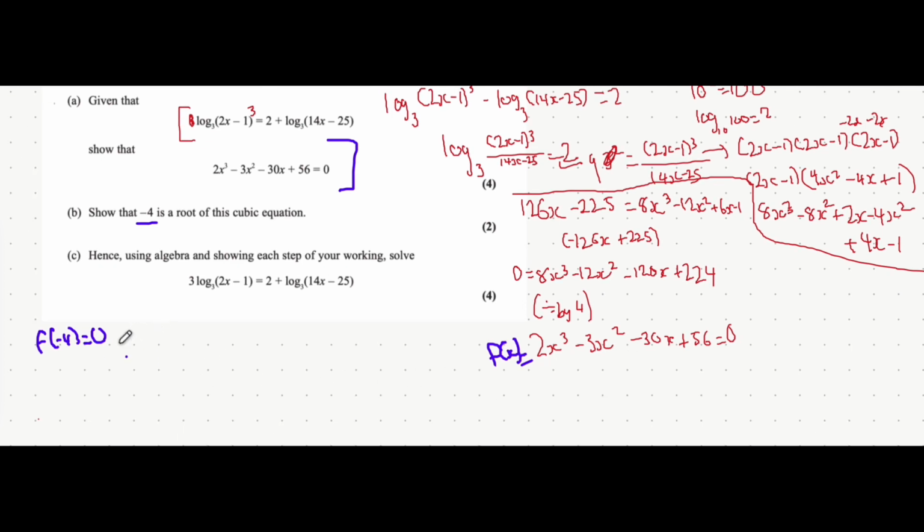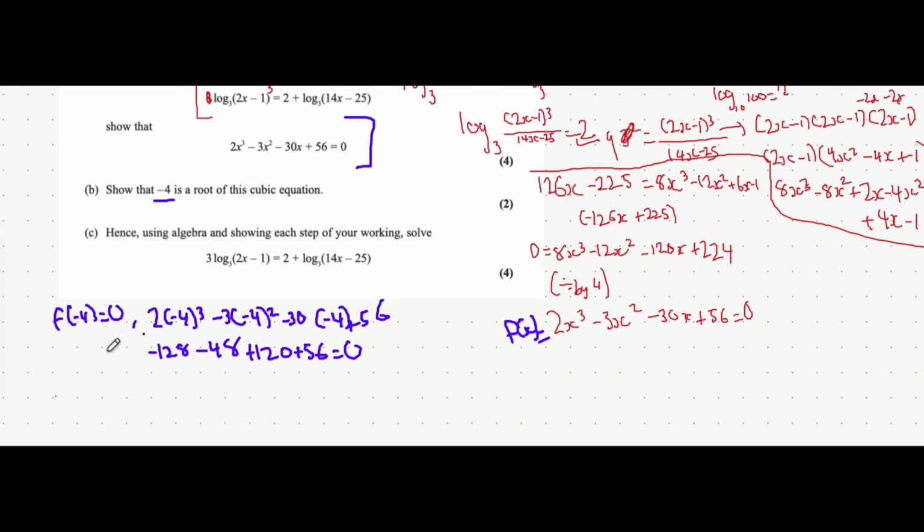So let's do that. 2 lots of minus 4 all cubed, minus 3 lots of... So I'm just substituting minus 4 into this whole expression, and it should all equal 0. Plus 56. So minus 4 cubed is minus 64, times 2 is minus 128. Minus 4 all squared is 16, times minus 3 is minus 48. Minus 30 times minus 4 is plus 120, plus 56. And yes, that all does equal 0, so that's good. That means x equals minus 4 is a root. Now, since we know that that's a root, that means that x plus 4 must be a factor.